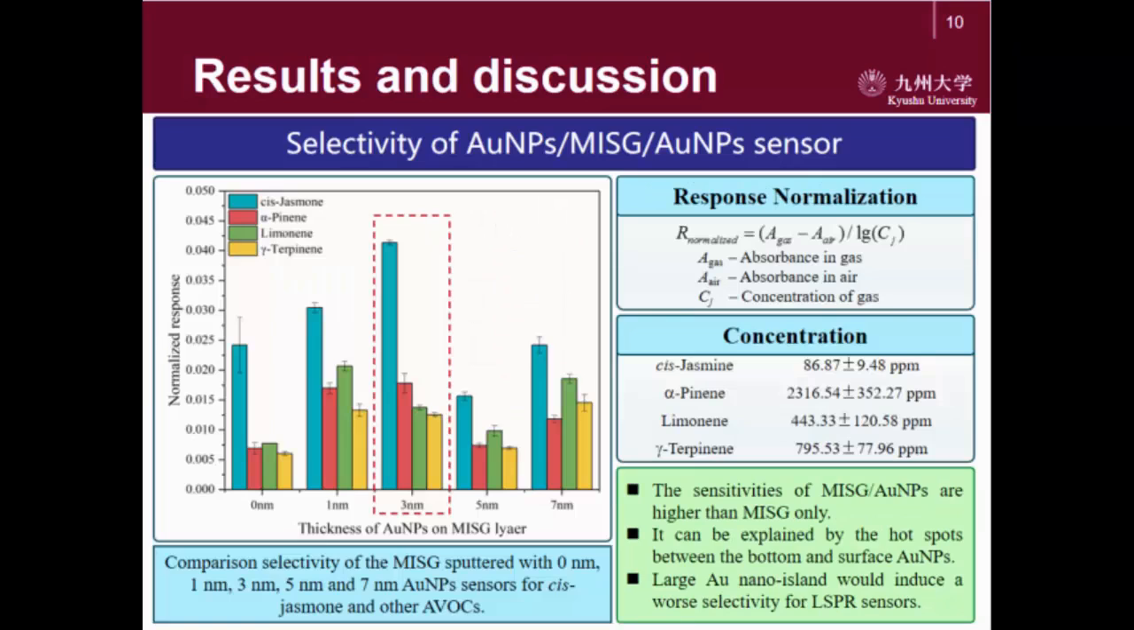And this slide shows the selectivity of layer-by-layer sensors. Through this figure, we can find that with different thicknesses of Au nanoparticles, the selectivity and the sensitivity are different. And the sensitivities of MISG with Au nanoparticles are higher than MISG only. It can be explained by the hot spots between the bottom and the surface Au nanoparticles. And too large Au islands would induce a worse selectivity for LSPR sensors.